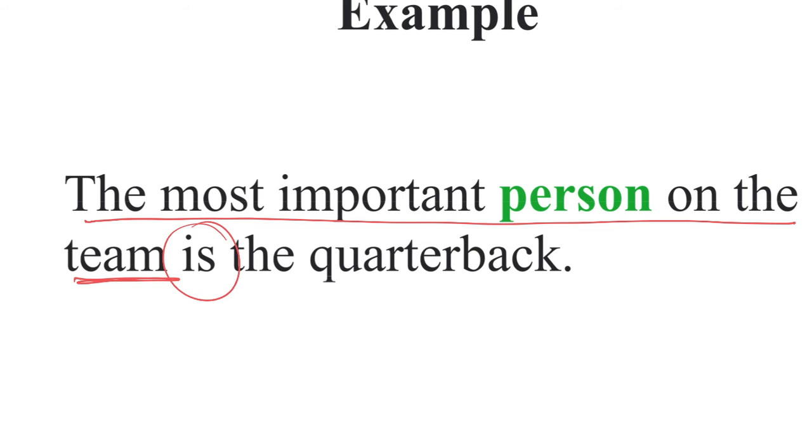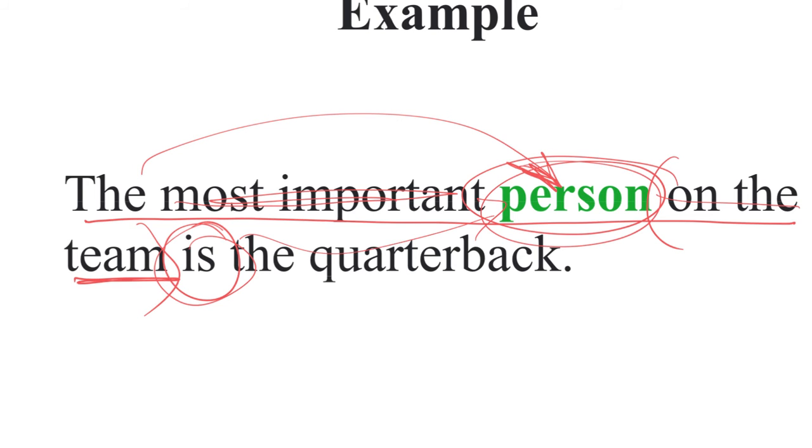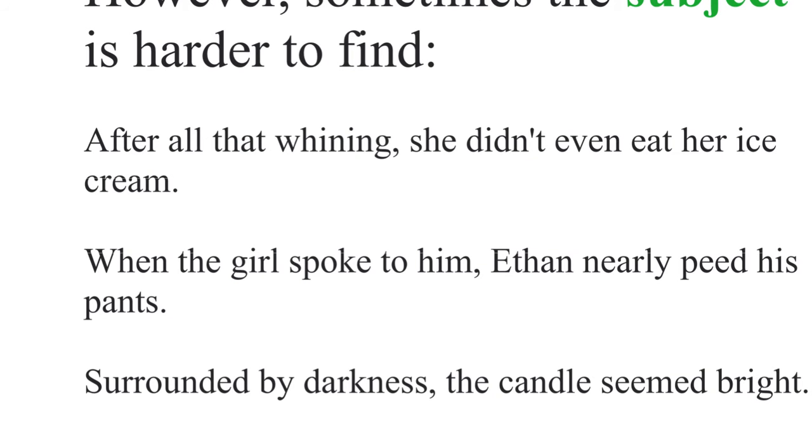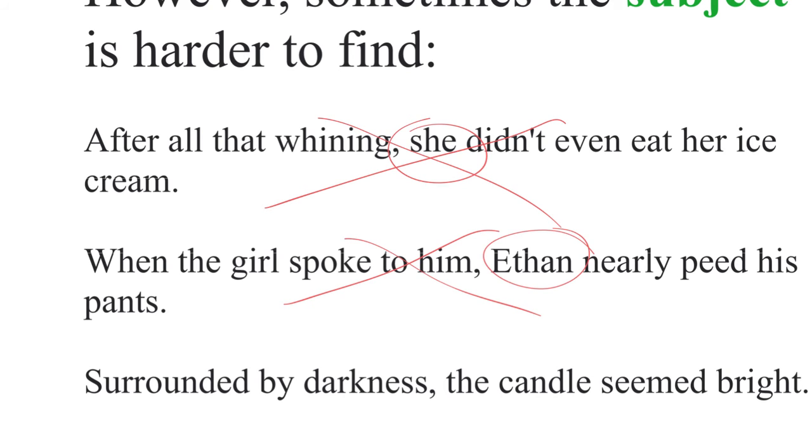But if we're looking for the simple subject, if we have to narrow that down to one word, what is the one word this is really about? The most important person on the team, you got to get rid of that. Most important, you can kind of get rid of that, but the person, the refers to person, is goes back to person. This is your simple subject. So if we go back to those earlier sentences, these don't really matter, these first two, because both she and Ethan, they are the simple subject.